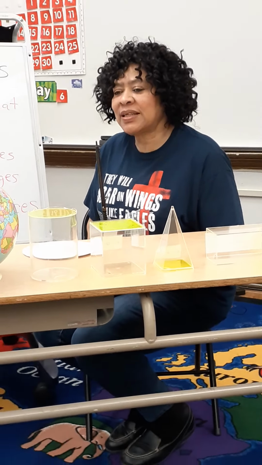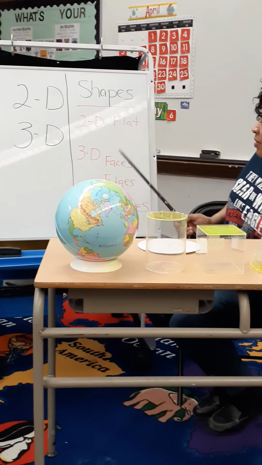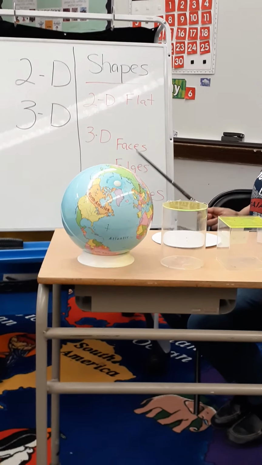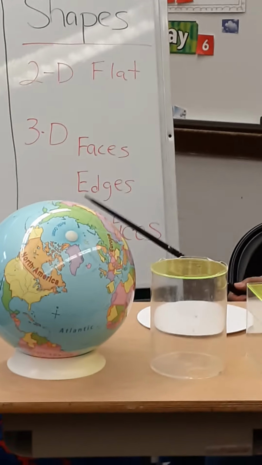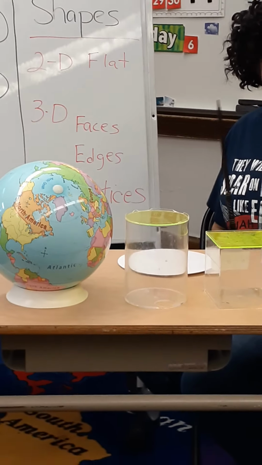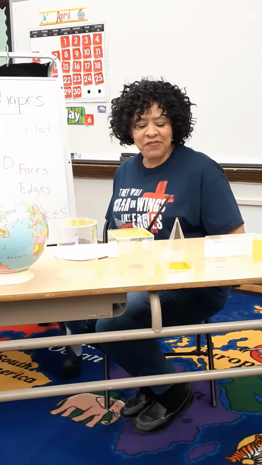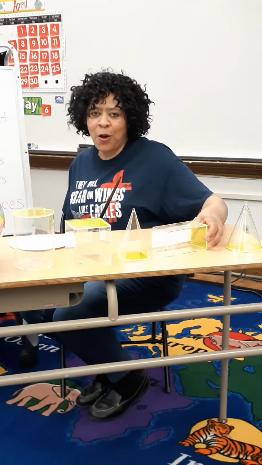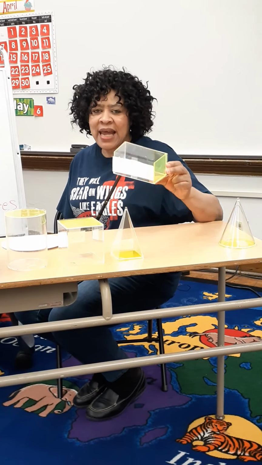Three-dimensional shapes have attributes. Attributes. What are those attributes? Faces, edges, vertices, and sometimes curved surfaces. We're going to take a look at a few. A rectangle. A rectangle prism.